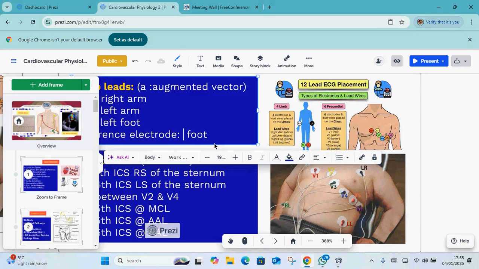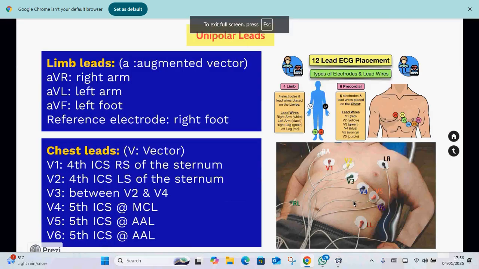Why is the inactive reference in the right foot? Because the heart is tilted towards the left side. So the one which is away from the heart is the inactive. Does that make sense?